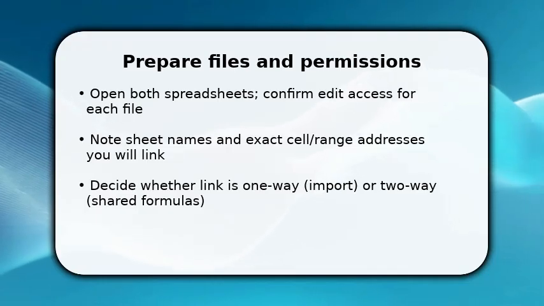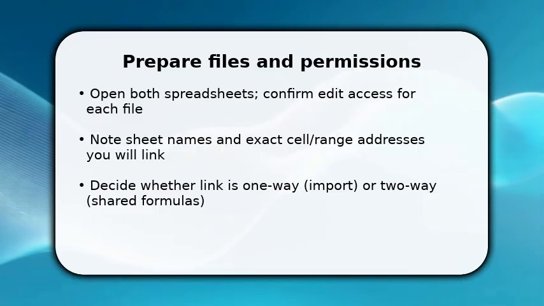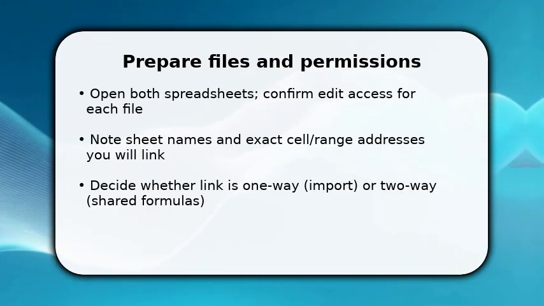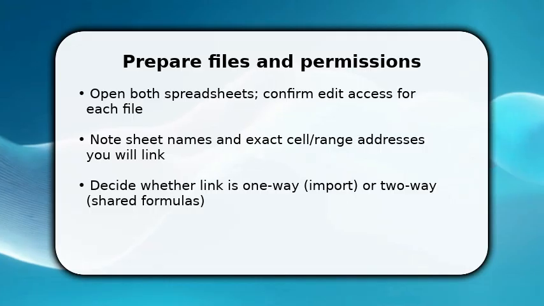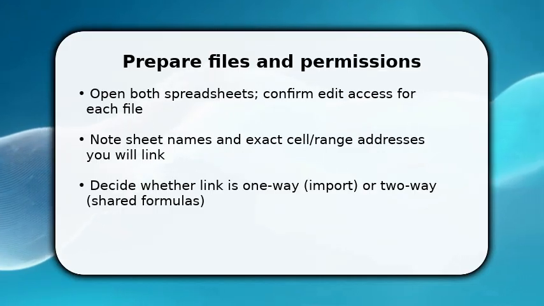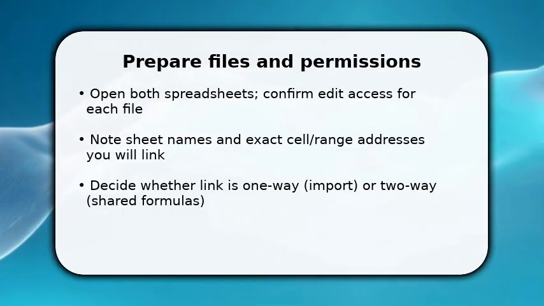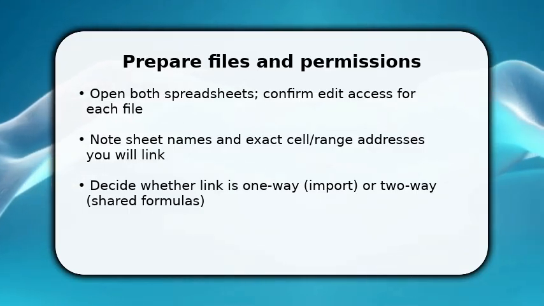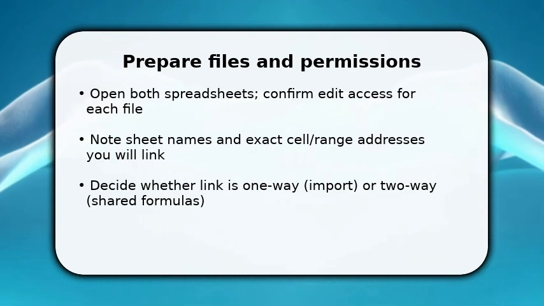You start by opening both spreadsheets and confirming you have edit access to each. Once done, identify the specific sheet names and exact ranges or cell addresses you want to connect. This prevents errors. Make sure to decide if you need a one-way import or a two-way sync, because that affects formula choice. Also verify file locations, same drive or cloud, and confirm sharing settings so formulas can resolve. With these elements ready, you're set to build the actual link.